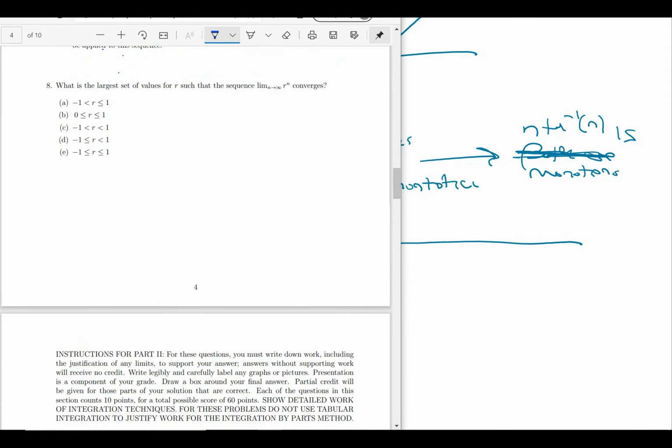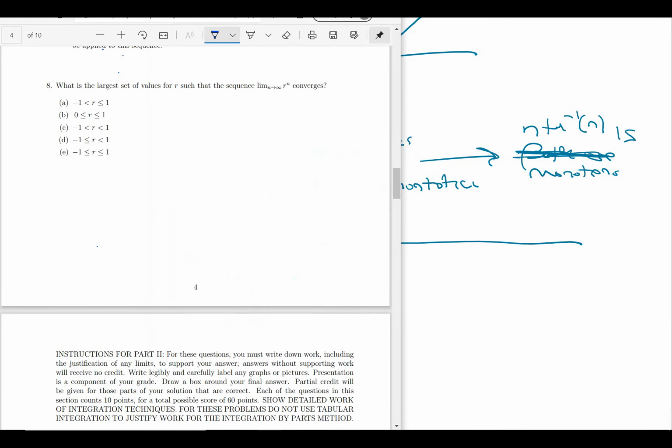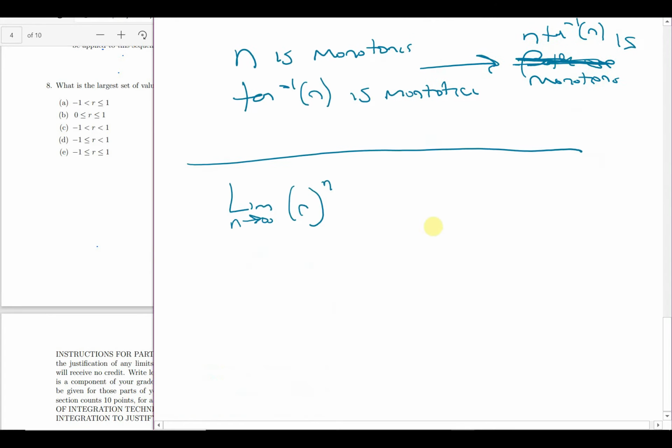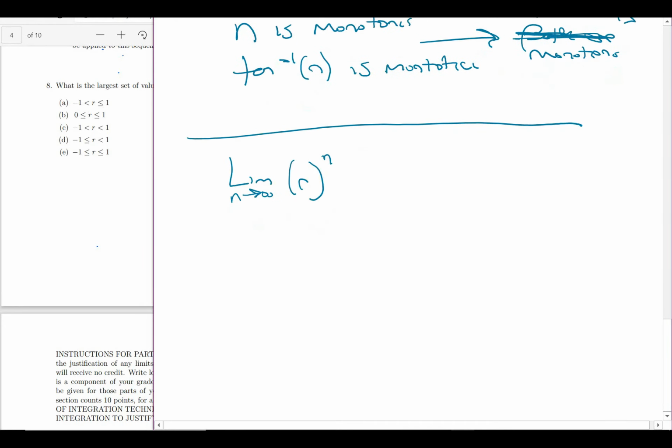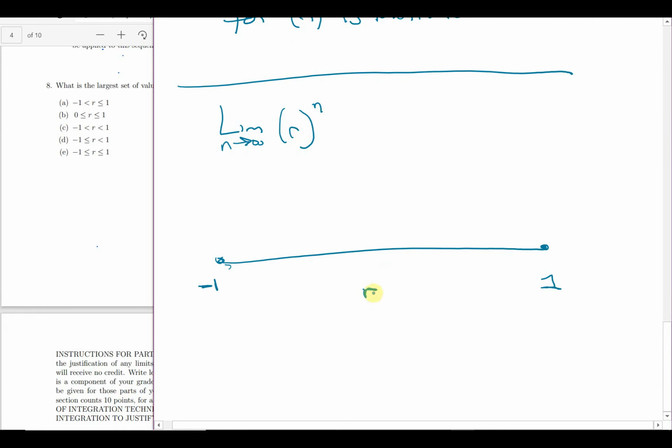Okay, for A, it says, what is the largest set of values R such that the sequence, limit as n equals infinity of R to the n, converges? Okay, so we have the limits. The key here is this is a function of n. So if we take a number line, let's constrain it to -1, and we take 1 over here. And this is the R. Let this represent R, and then we apply the n power.